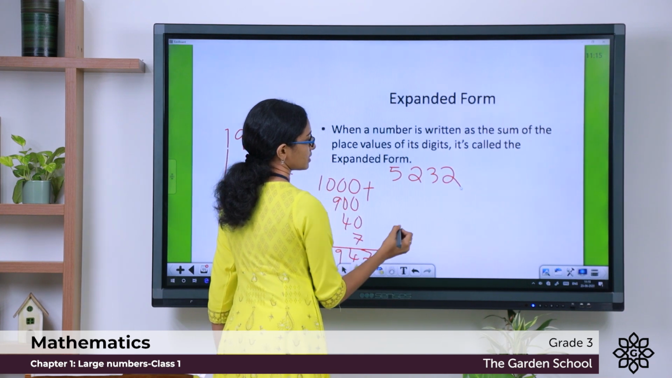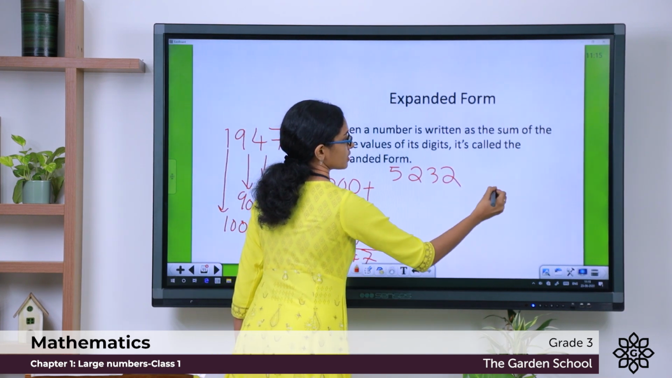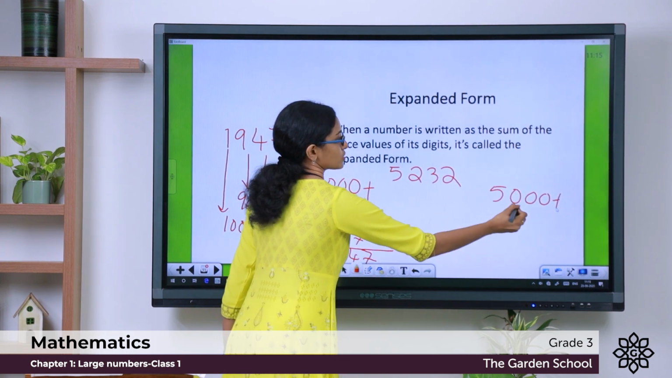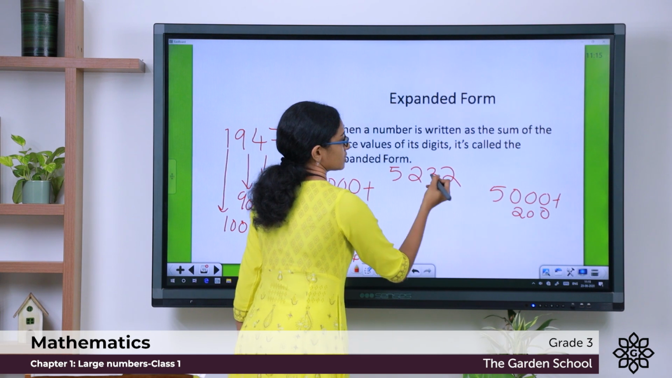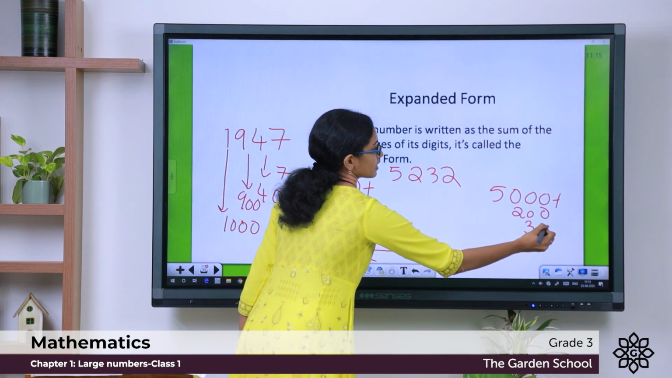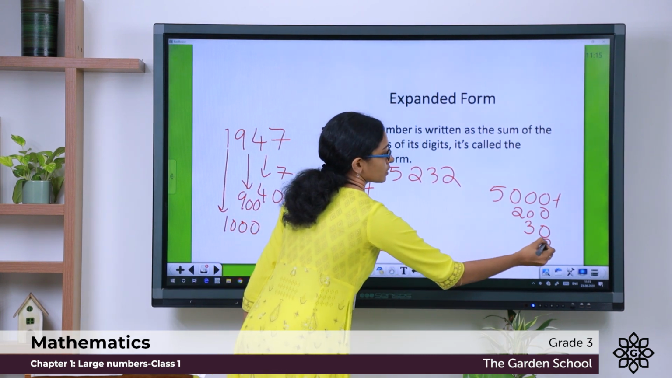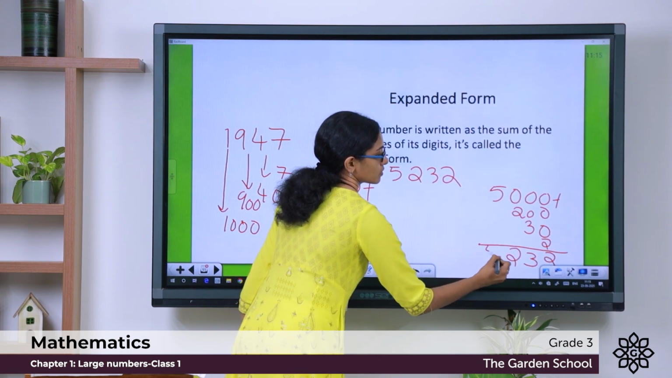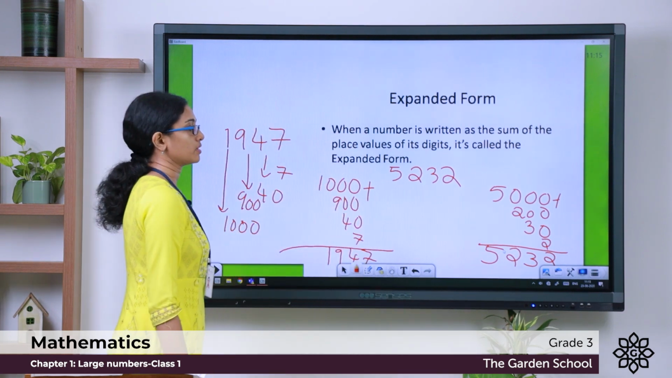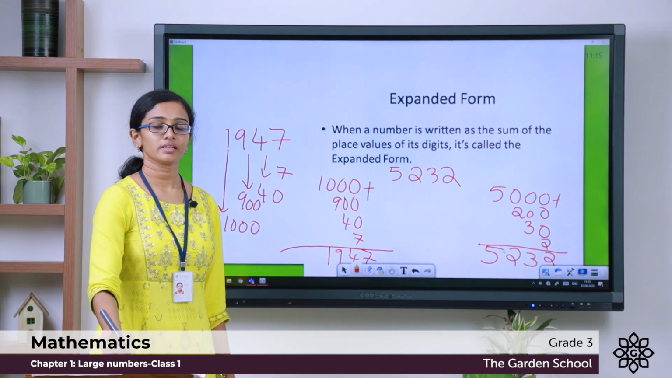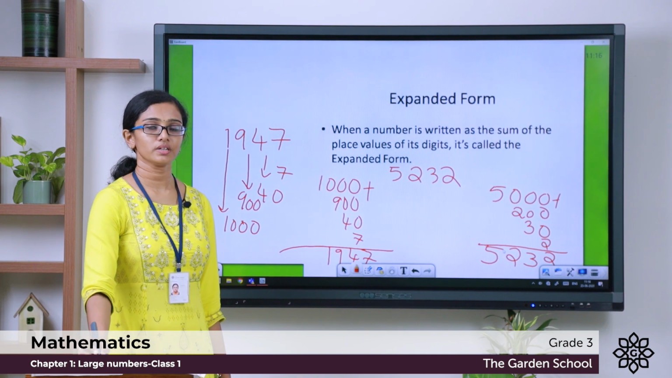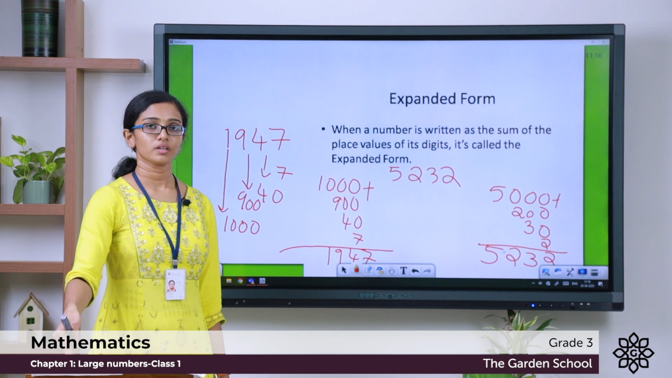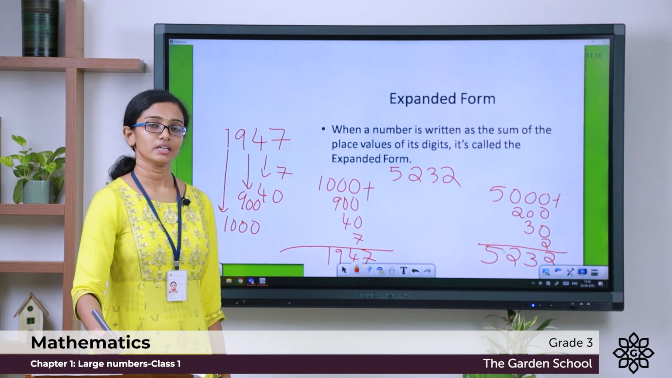5232. Here the place values are: for 5 the place value is 5000, 2 is 200, 3 in the tens place is 30 and 2 in the ones place is 2. So you add up, you get the same number. So we can say any number can be expressed as the sum of the place values of each digit in the number, and when you write it in that form, it's called the expanded form of the given number.